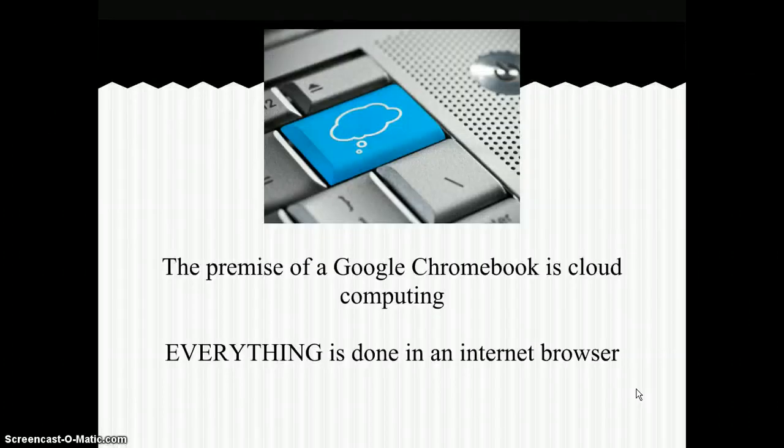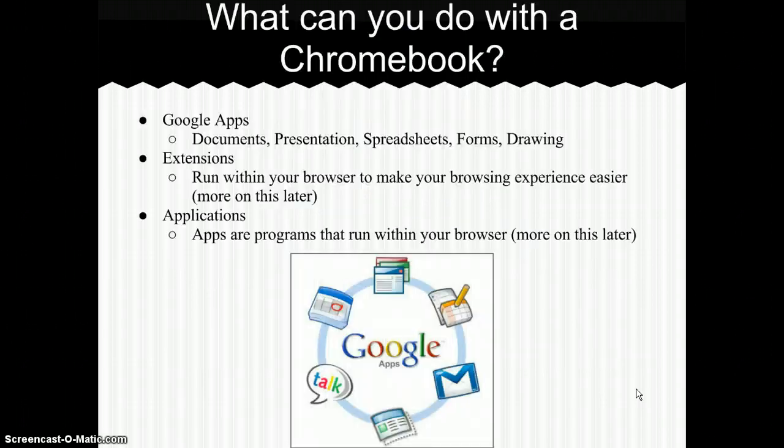And so the Chromebook, again, the premise of it is cloud computing, meaning everything is done in an internet browser, and so there's no saving anything on this device. It's all being saved in Google Docs. Things are done in Google Docs as well as other web applications, and we'll get to those in a second.